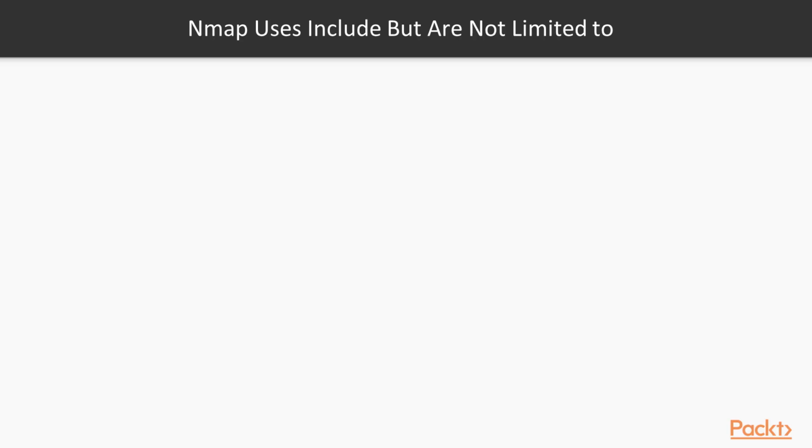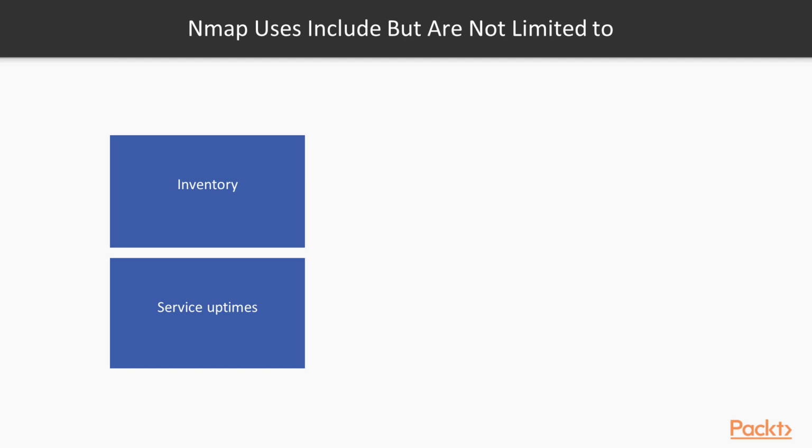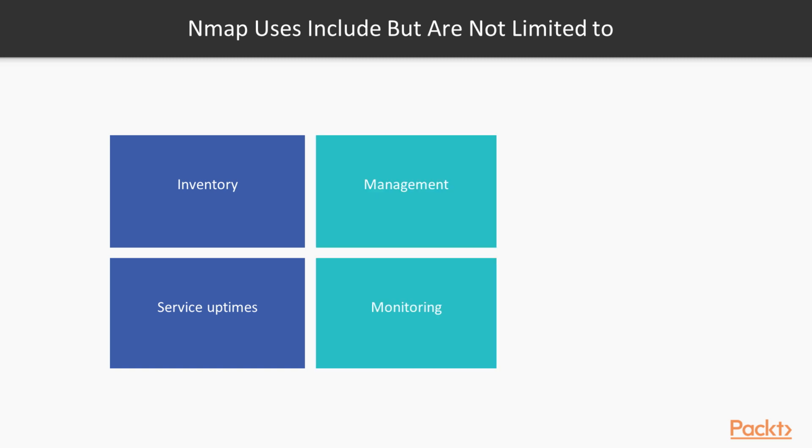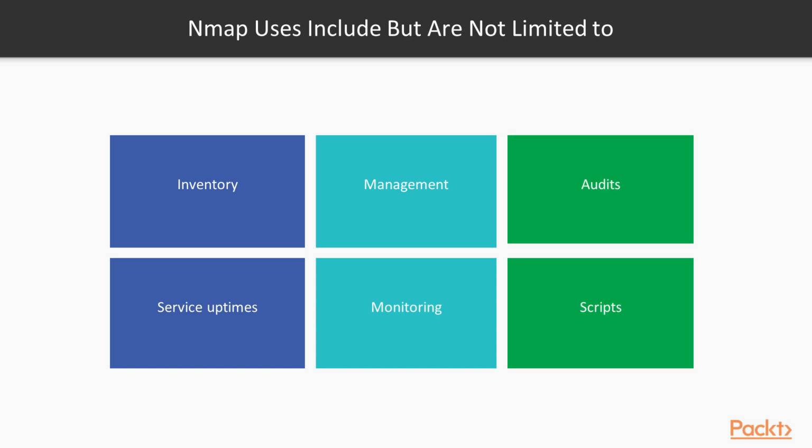NMAP has a few things that it can do for you, for example, taking inventory, checking service uptimes, managing servers, like which ports are being used and which are not, and monitoring what's going on on the servers. It is a great tool for auditing purposes, and it can also be used for something known as NSE, which we will cover later on.